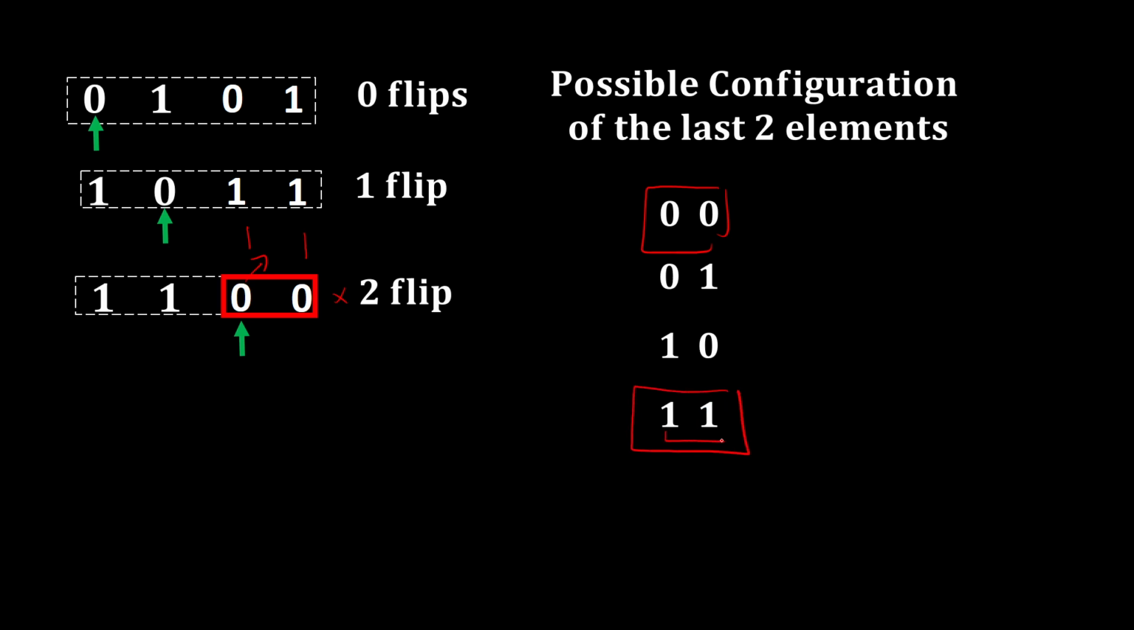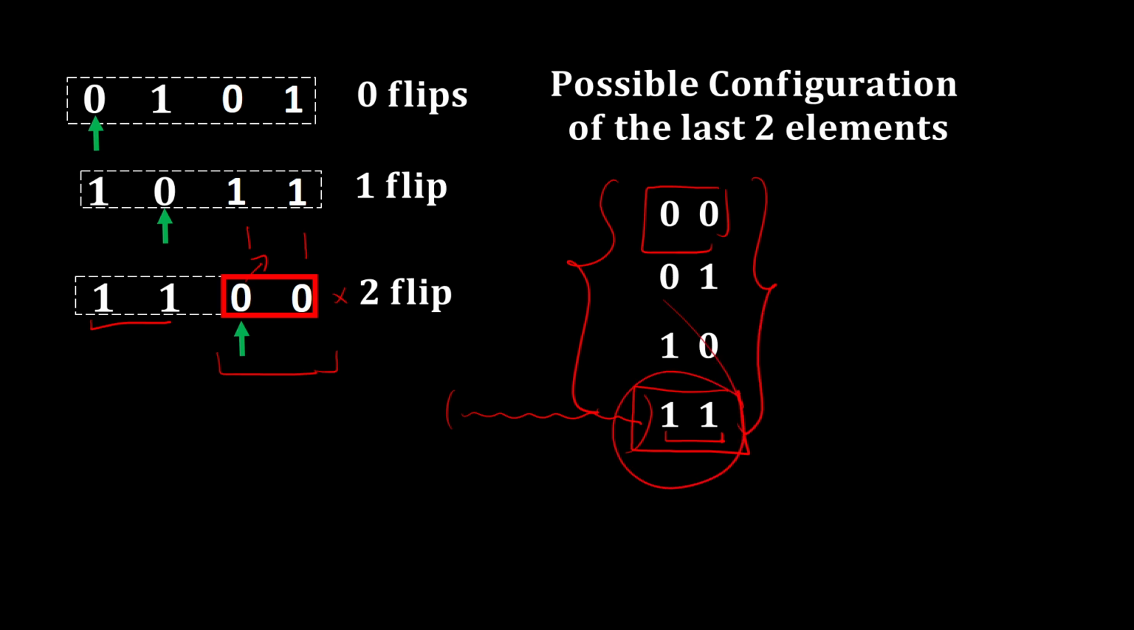Because making these 2 1s, and preceding that, already we have made everything into a 1. If you see this example also, everything before the first 2 elements is already a 1. So the only problematic points for this problem are the last 2 positions. And these 2 will always settle down in one of these 4 configurations, out of which only this is your favorable case. So this is my favorable case, this is not my favorable case, this is not my favorable case, and this is also not my favorable case.